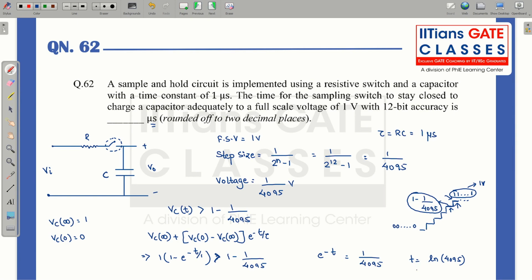So if I solve this, you will be getting 8.317 microseconds. So this is your answer. Okay. So this was also a good question.